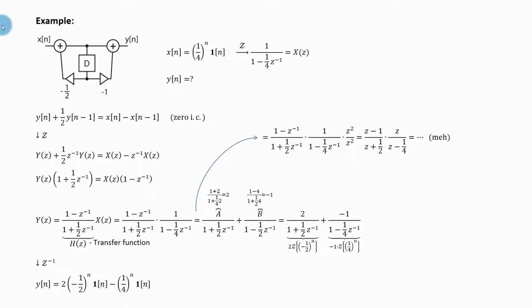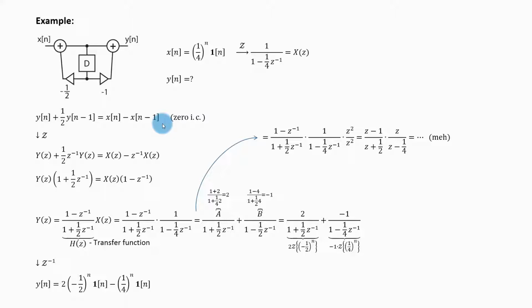Now let's take a look at an example where we use the z transform. Here I have a simple filter, a simple discrete system, and I would like to know what is the output of this filter if this is the input. How do I do this? First, I need to write down the difference equation of this filter. You should know how to do that from lecture 5.